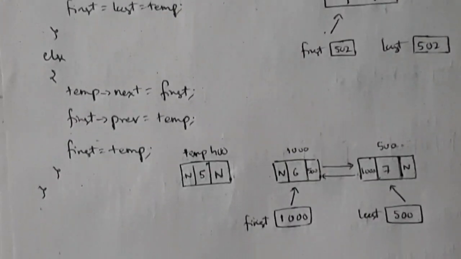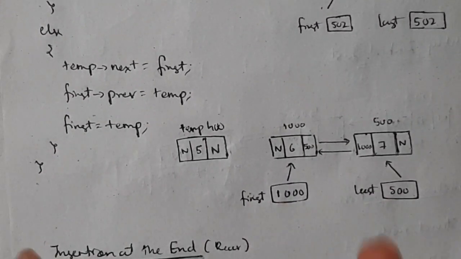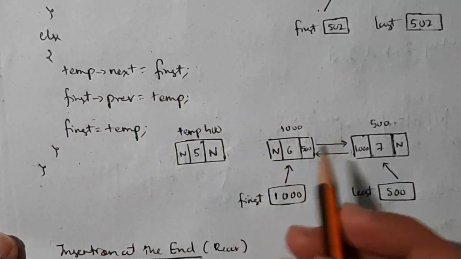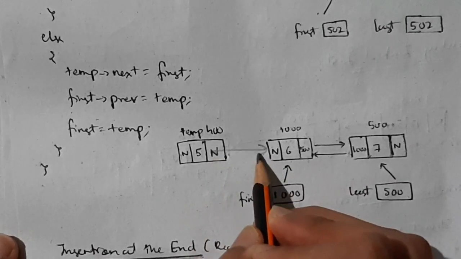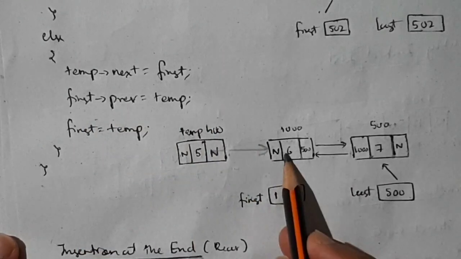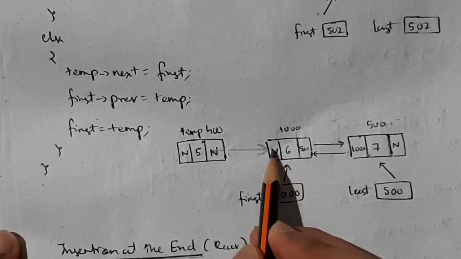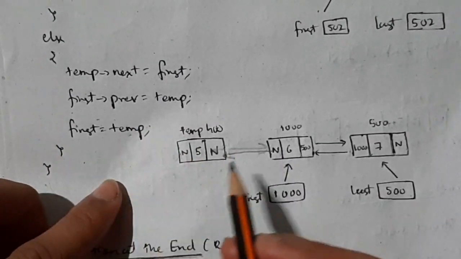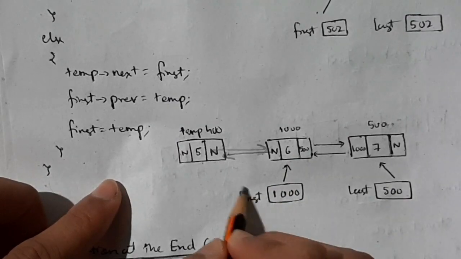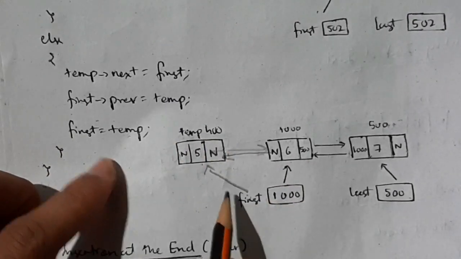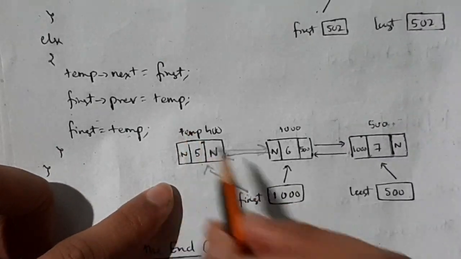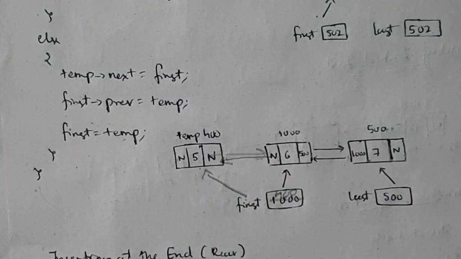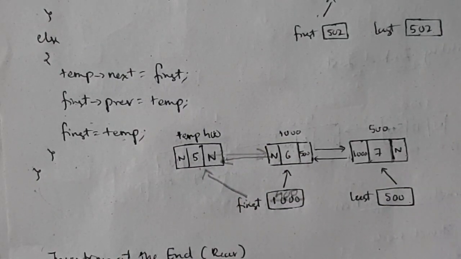In case you have two nodes, what will you do? See, in this case, if this node is here, first what you will do? Temp arrow next is equal to first, meaning this one will be pointing to this one, and first arrow prev, first is pointing to this, arrow prev means this one should have temp, so it will point to temp here. And then first is equal to temp, this is the first node, so first should be pointing to temp. So the first will be having 400 here. In this way you will insert the first node at the beginning of a linked list.